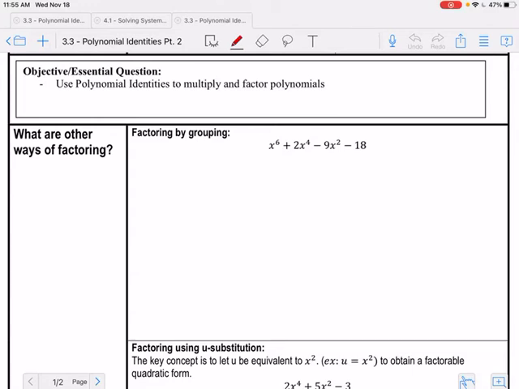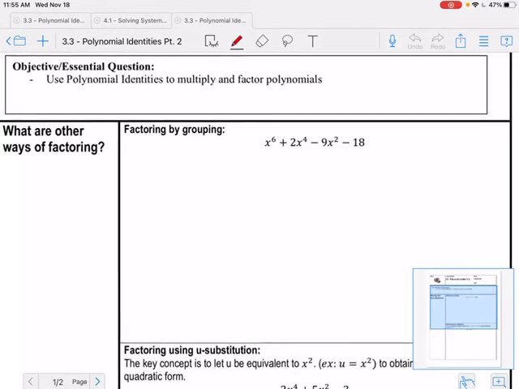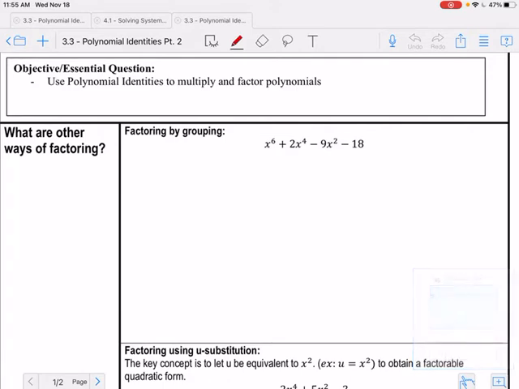So we're going to continue with polynomial identities. If you remember from the last video, we went over 4 polynomial identities: difference of squares, sum of squares, difference of cubes, and sum of cubes. Okay? Now, what I want you to really remember is that even though we can use those identities for multiplication, we really just need them for factoring.